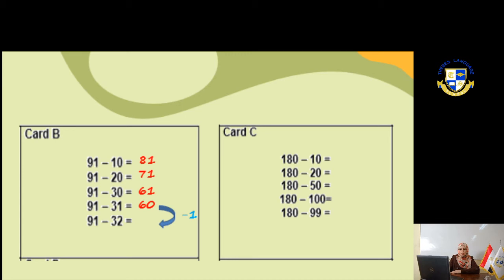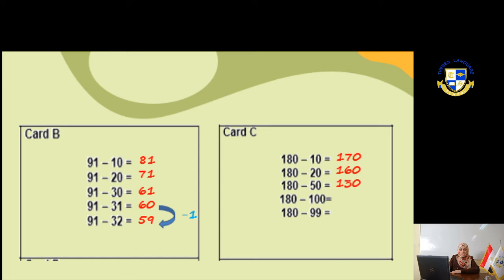180 minus 10. You have 100, tens and ones, and in the 10 you have ones and tens. So ones and ones, 0. Tens and tens, 7, and the hundreds stay the same, 170. 180 minus 20. Ones and ones, 0. Tens and tens, 8 minus 2 equals 6, and the 100 stays the same, 160. 180 minus 50. Ones and ones equals 0. Tens and tens equal 3, and the 100 stays the same.